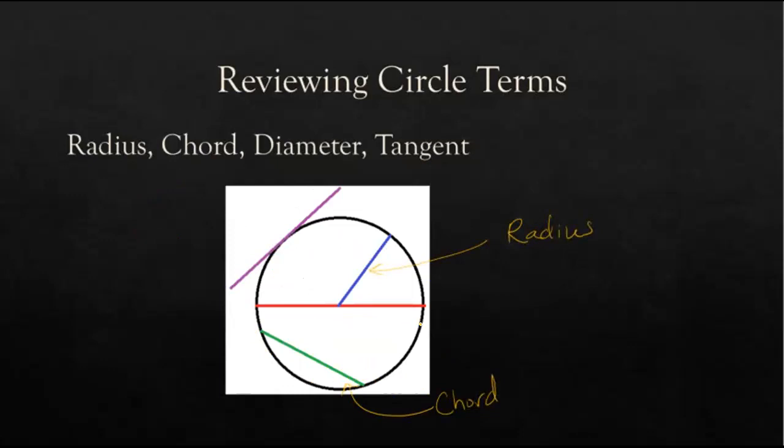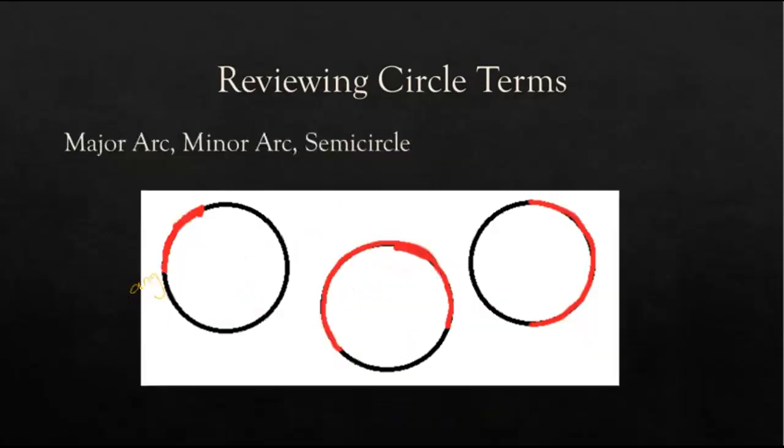What about a diameter? The red one. A diameter goes from one side of the circle to the other and does pass through the center. It will be twice as long as the radius. And a tangent? This purple one. The tangent touches the circle at exactly 1 point.